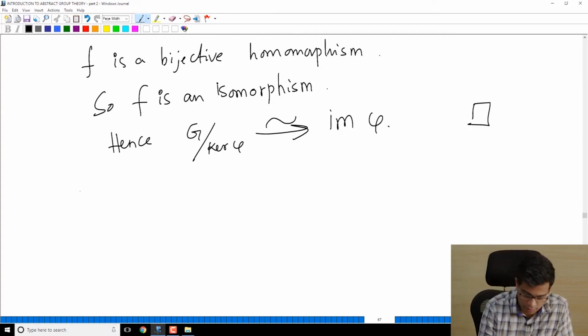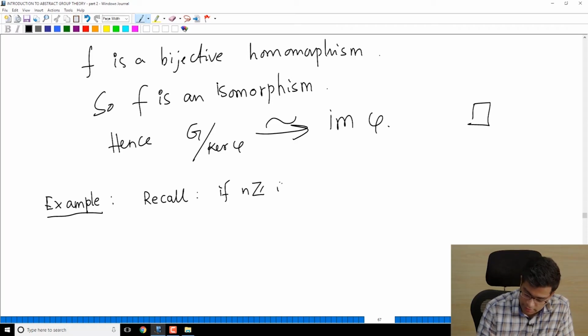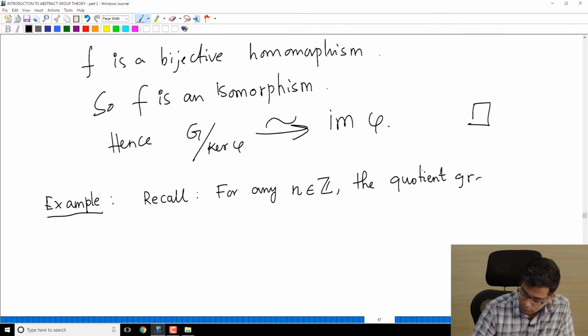So let us explore this in one example. I'm going to recall for you what we have done in a previous video. We recall that if nZ is a subgroup of Z, okay, actually what we should write is, for any n in integers, the quotient group Z mod nZ is cyclic.